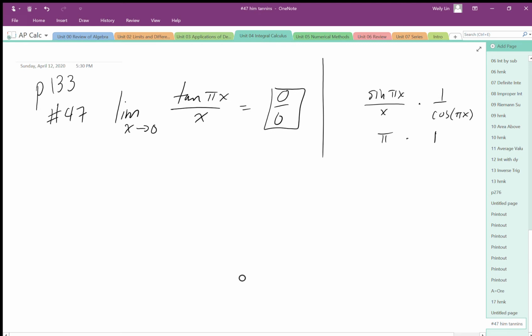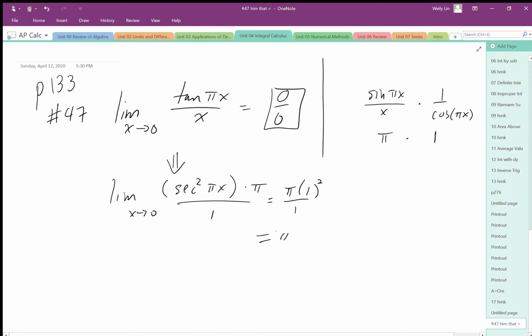But we're going to apply L'Hopital's. So limit as x goes to 0, we end up with secant squared pi x, chain rule, so times pi all over 1. I can plug 0 into this expression. When I evaluate, this is going to be pi times secant of 0, which is 1, squared over 1. So again, we get pi. In both cases we get the limit as pi. So the answer looks like D. D was the answer for number 47.